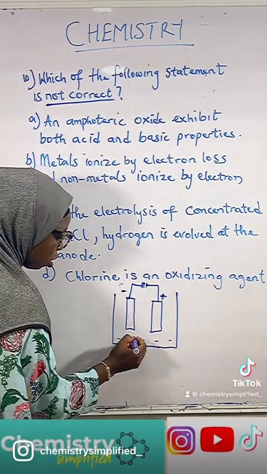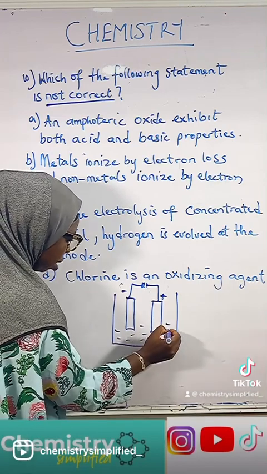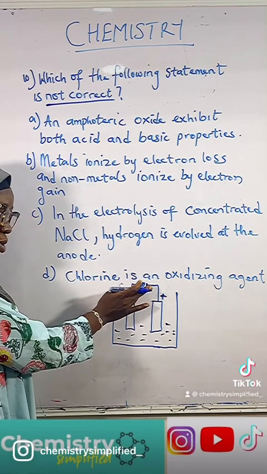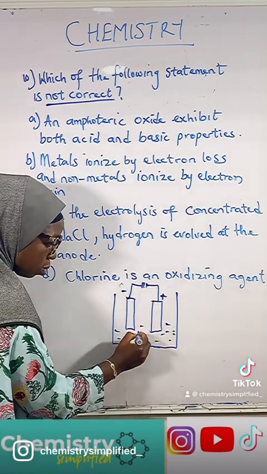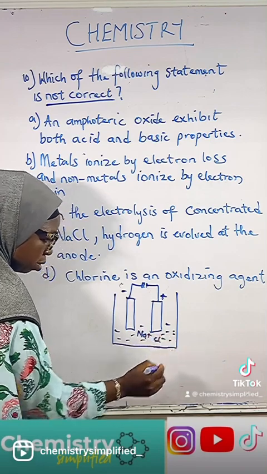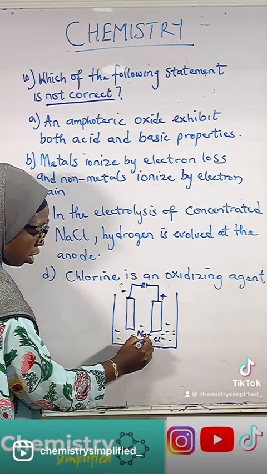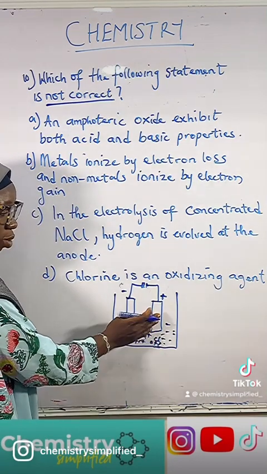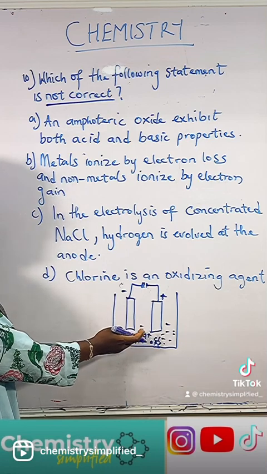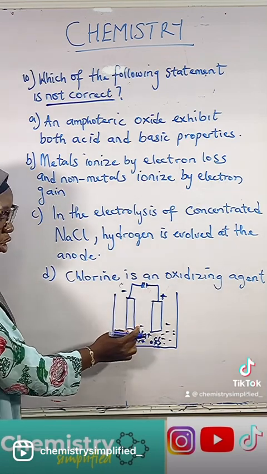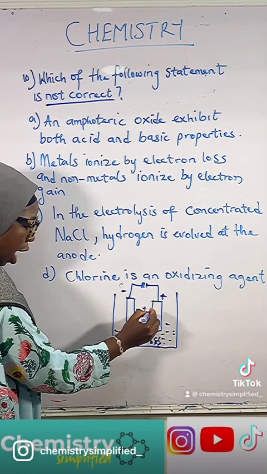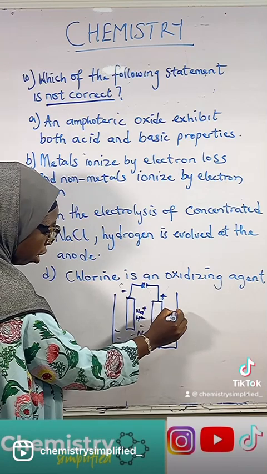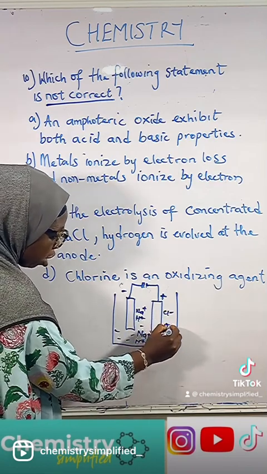Then we have sodium chloride, and remember, we also have water. When electricity is passed through it, sodium chloride is going to break down to Na plus and Cl minus. Then H2O, we will also have H plus and OH minus, right? Remember, the electronegative elements will move to the anode, while the electropositive will move to the cathode, which means sodium will move down here and also hydrogen, while chlorine will move down here and also OH minus.